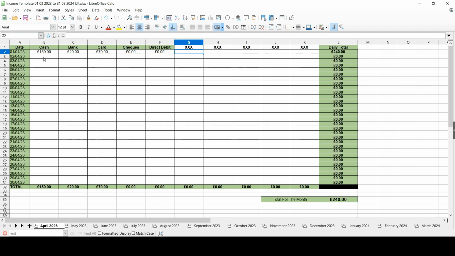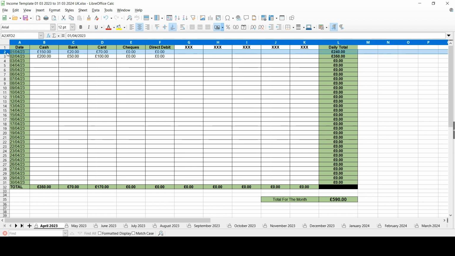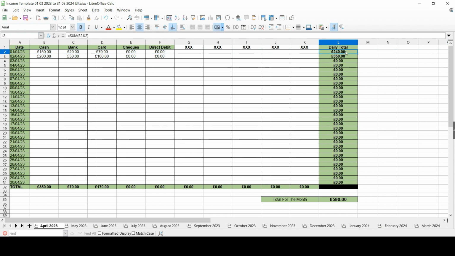So the next day, 2nd of April, you get £200 cash. You have £50 into your bank account, £100 in your card payment, £0 check, and zero direct debit. So at the end of 1st of April, you can see here that daily income was £240 for the first day. For the second day, it was £350. This calculation is done automatically. As soon as you enter the numbers here, the total for the day is going to be shown here.